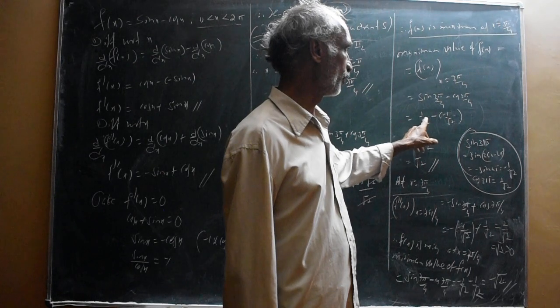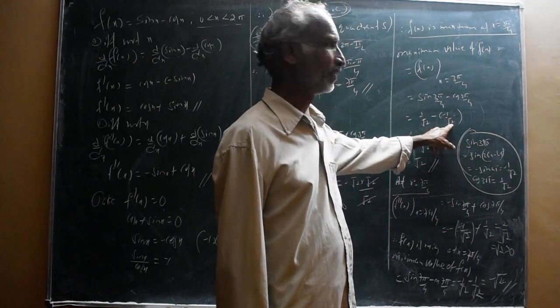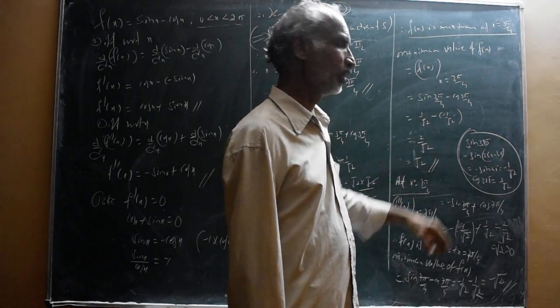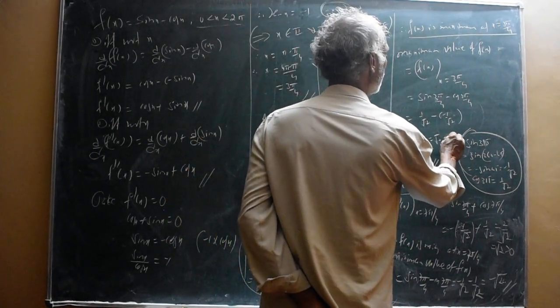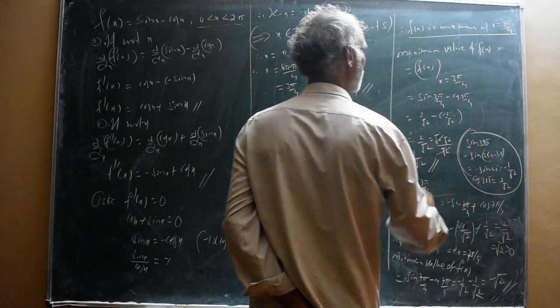1 by root 2 plus 1 by root 2, LCM: the denominator is same, numerator adds up. 1 plus 1 is 2, so 2 by root 2. What is 2 by root 2? 2 is nothing but root 2 into root 2 upon root 2. One root 2 is cancelling. Therefore root 2.